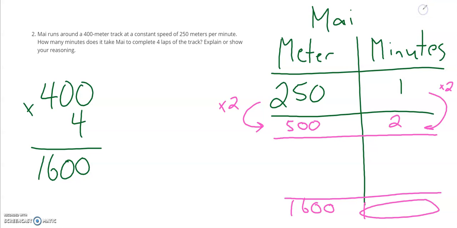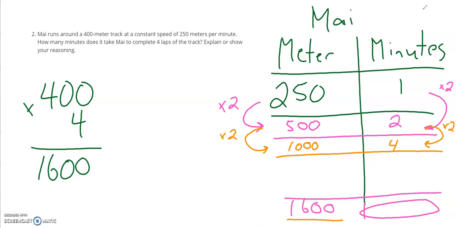We could double this again, times 2, and that will give us 1,000 meters. And it will take Mai 4 minutes because we're doubling both of these times 2. If I doubled again, I would get to 2,000, which is too many. But I can see here that in 1,000 meters, it'll take 4 minutes, and in 500 meters, it'll take 2 minutes.